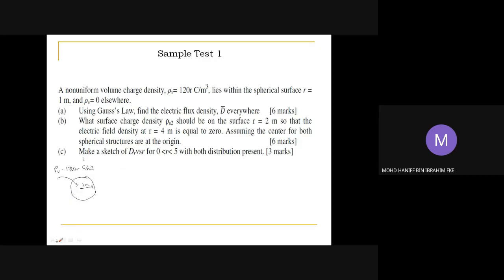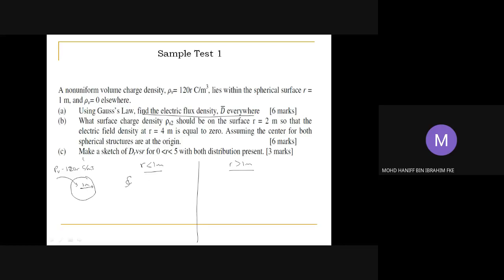So our concern will be on the first question here. Using Gauss's law, find the electric flux density everywhere. So we have two regions in general. The first region is r less than 1 meter, and the second region is r bigger than 1 meter. So we have to find D for these two regions. Let us proceed with the first region, which is less than 1 meter.